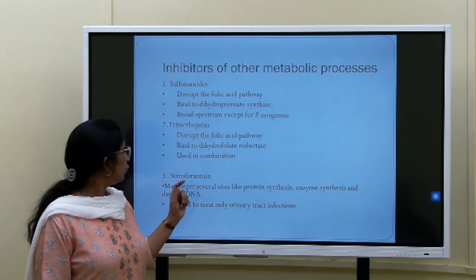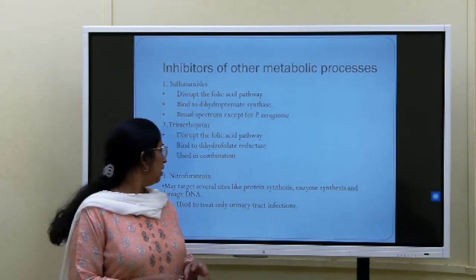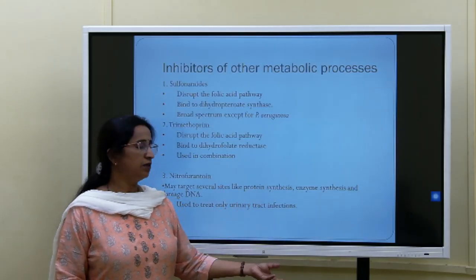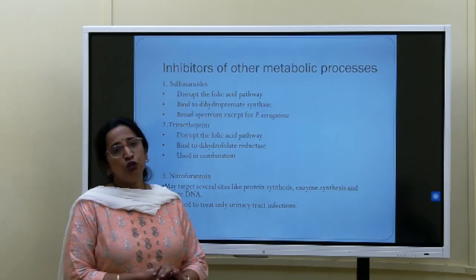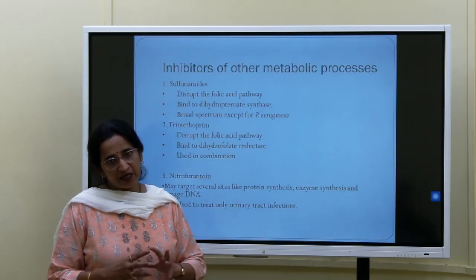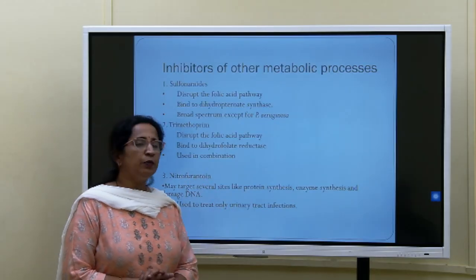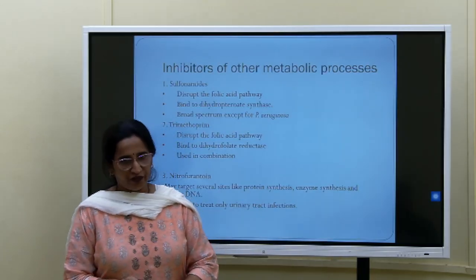And finally we come to nitrofurantoin. Now the exact mode of action of nitrofurantoin is not known, but it can target many sites like protein synthesis, enzyme synthesis, and also it may damage DNA. So it has multiple targets within the cell. However, this is used only for treatment of urinary tract infections, so not commonly used for any other types of infections.